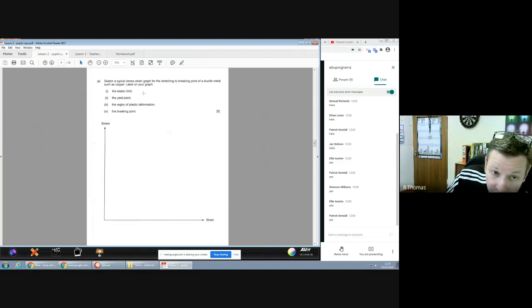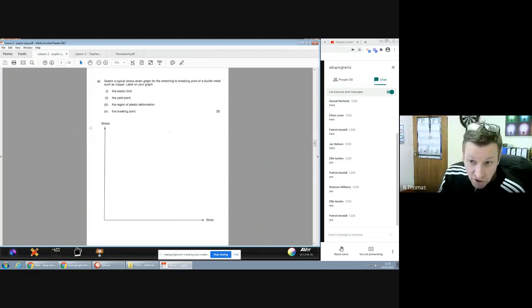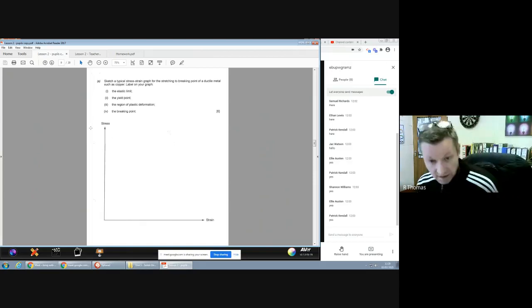Label on it the elastic limit, the yield point, the region of plastic deformation, and the breaking point. So I need those 4 things clearly labeled. So don't just sit there doing nothing. On your pack, get a pencil, sketch it, and annotate it accordingly. I'll give you another 30 odd seconds and then I'll show you what you should have.